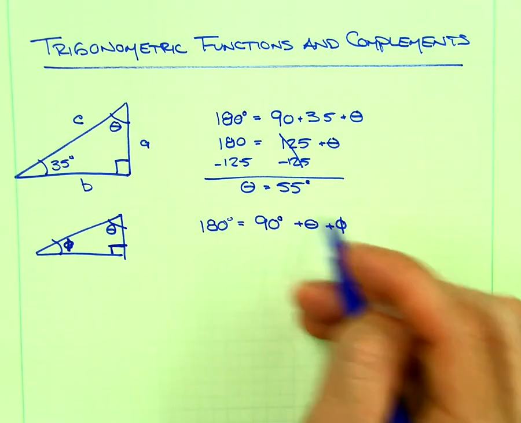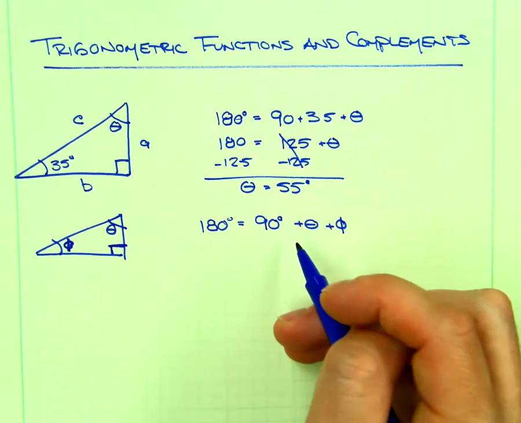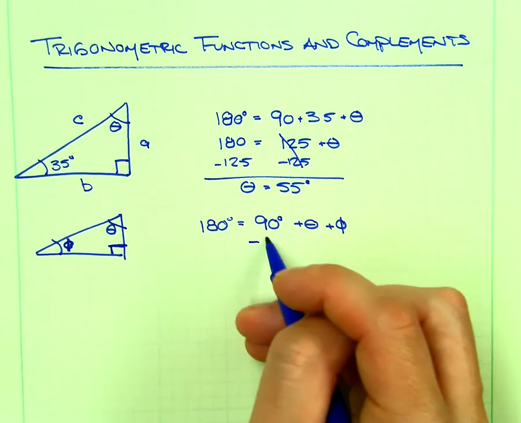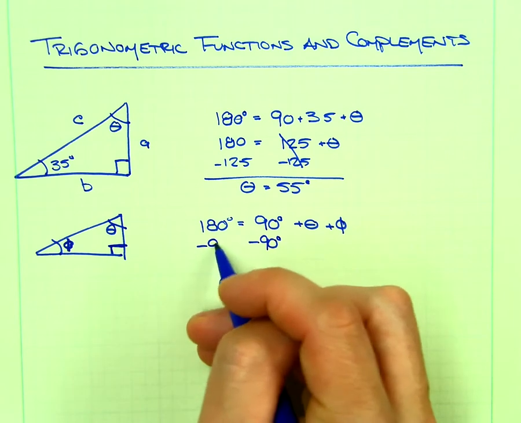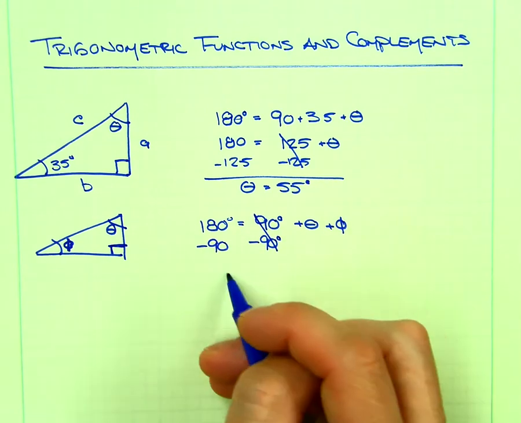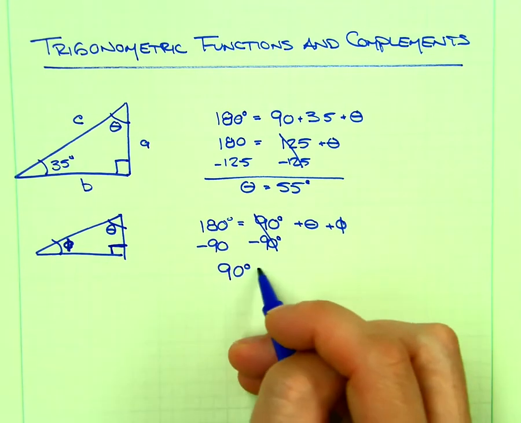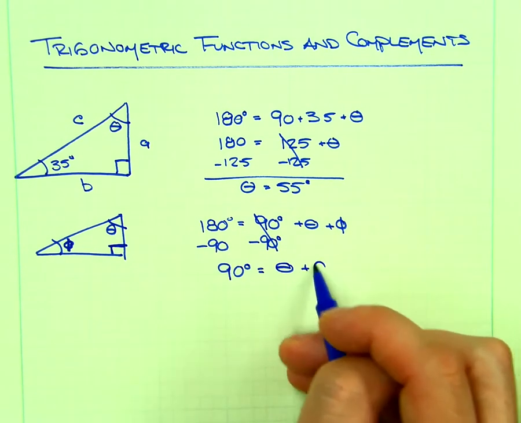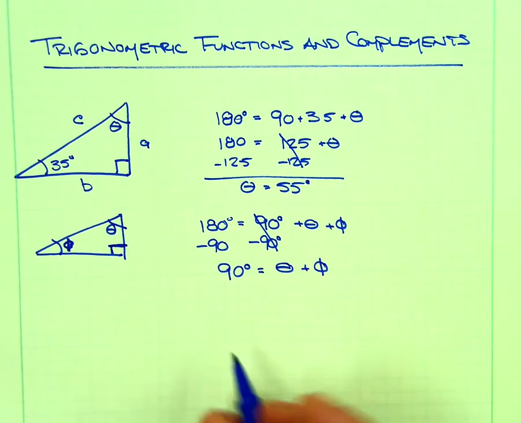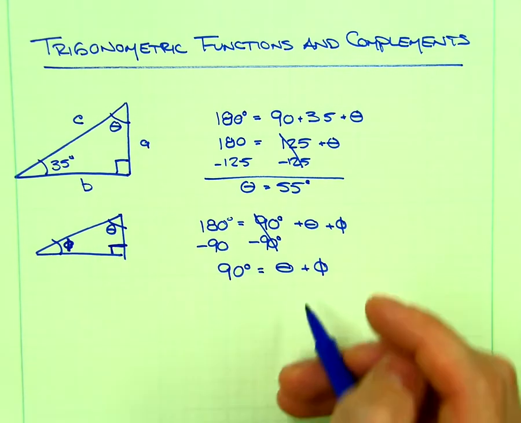I don't know what these are yet, or say I'm given one and not the other, but I definitely know 90. So to simplify this equation, I can subtract 90 from both sides. Those cancel out, and I get 90 degrees, so I know that this angle plus this angle is equal to 90 degrees. So theta plus phi is equal to 90 degrees. Now say I'm given phi, but I don't know theta.